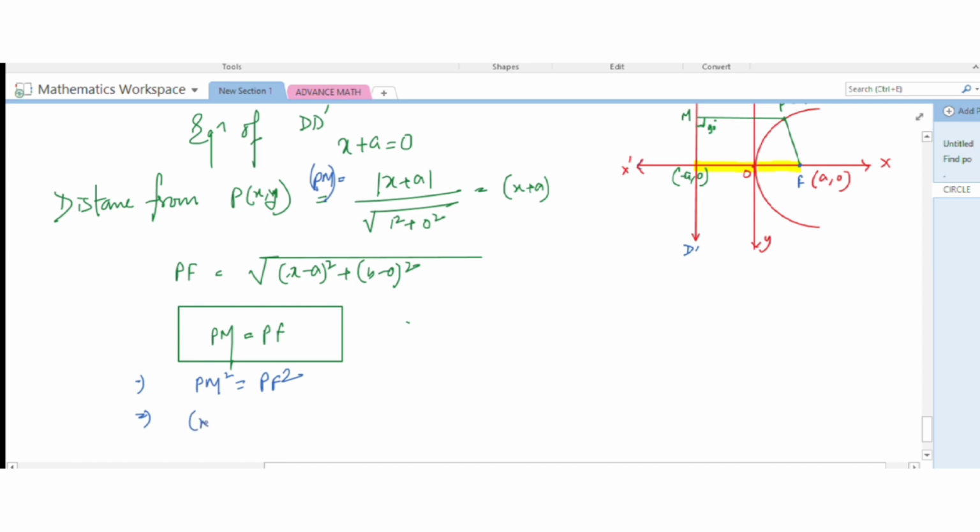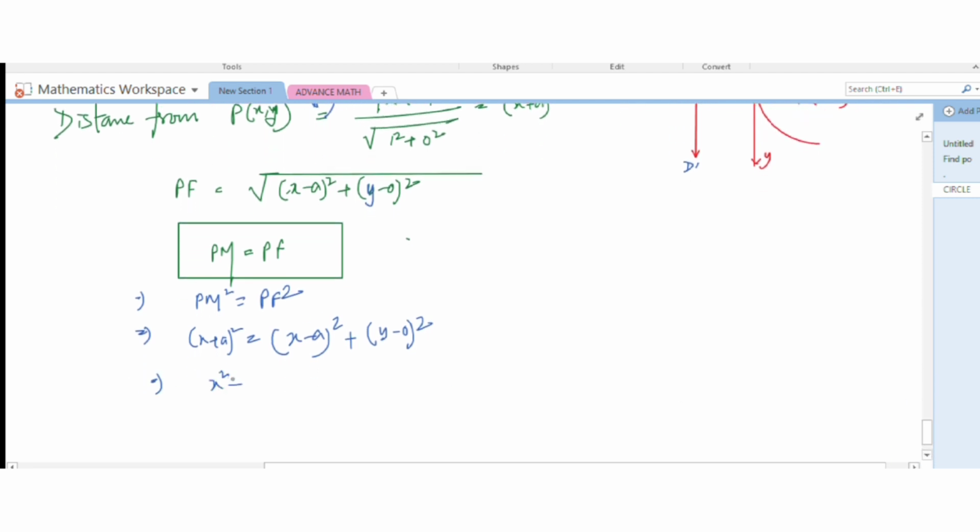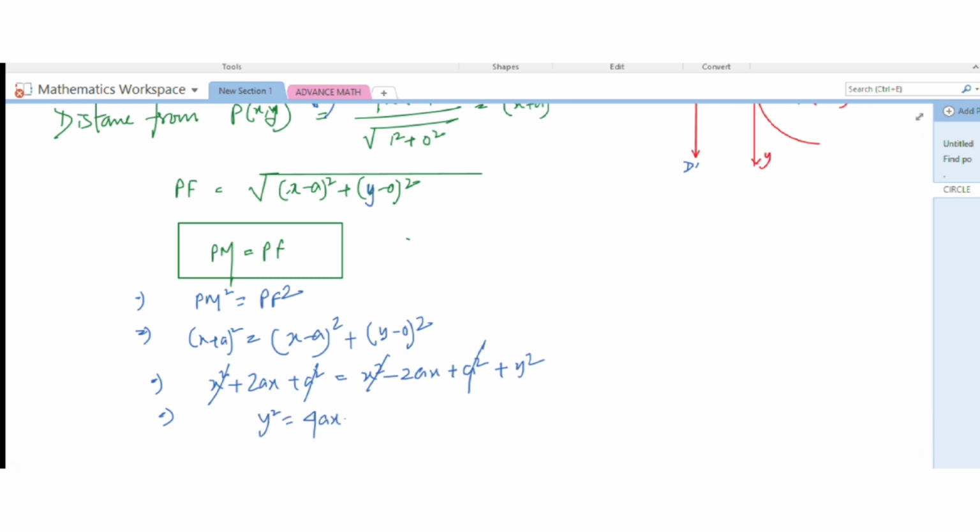Here PM square will be (x plus a) whole square, and PF square is defined by (x minus a) whole square plus (y minus 0) whole square. Okay. If I expand, it will be x square plus 2ax plus a square, and this equals x square minus 2ax plus a square plus y square. So this a square definitely cancels out, and here also x square cancels out. So we'll have y square equals 4ax, and this generates the general equation of the parabola.